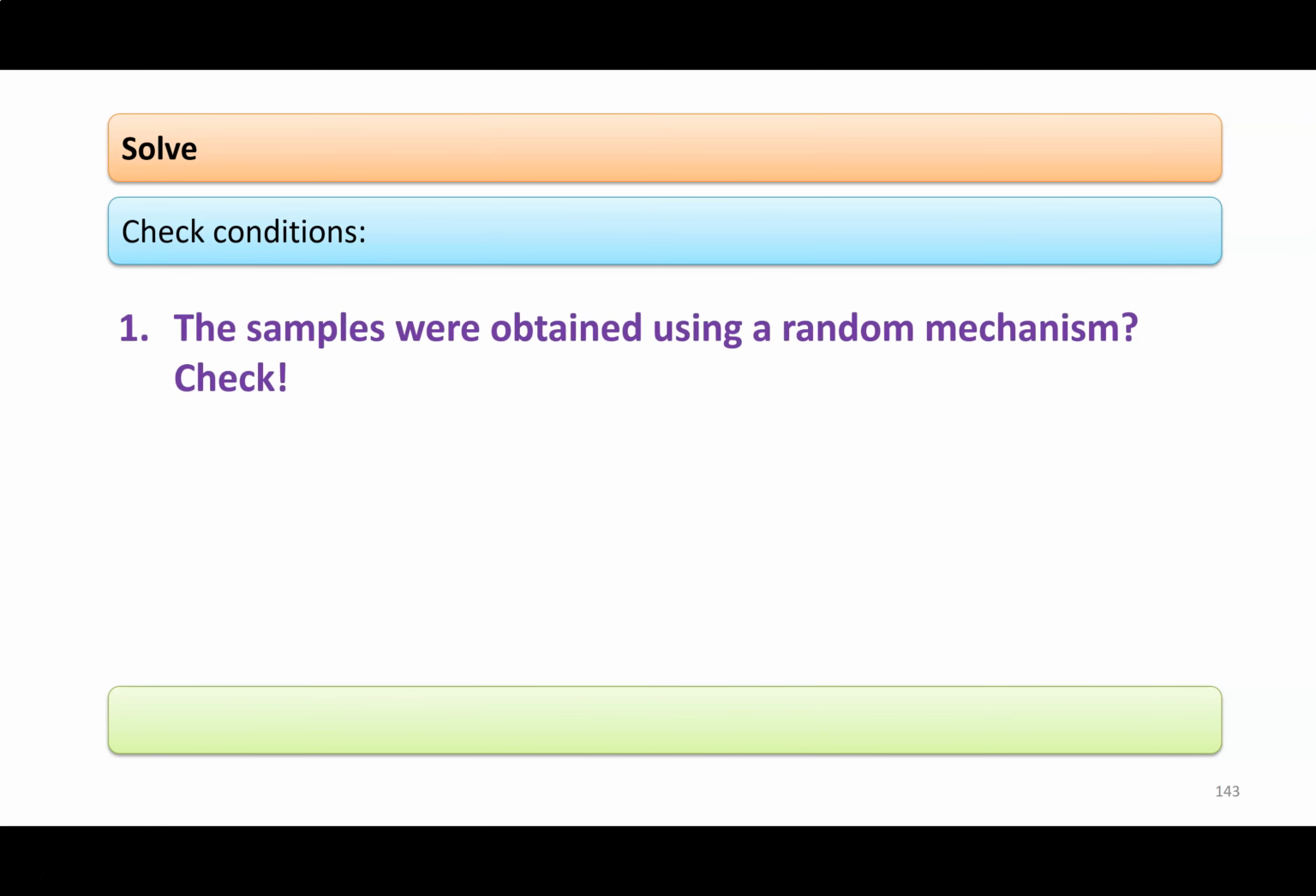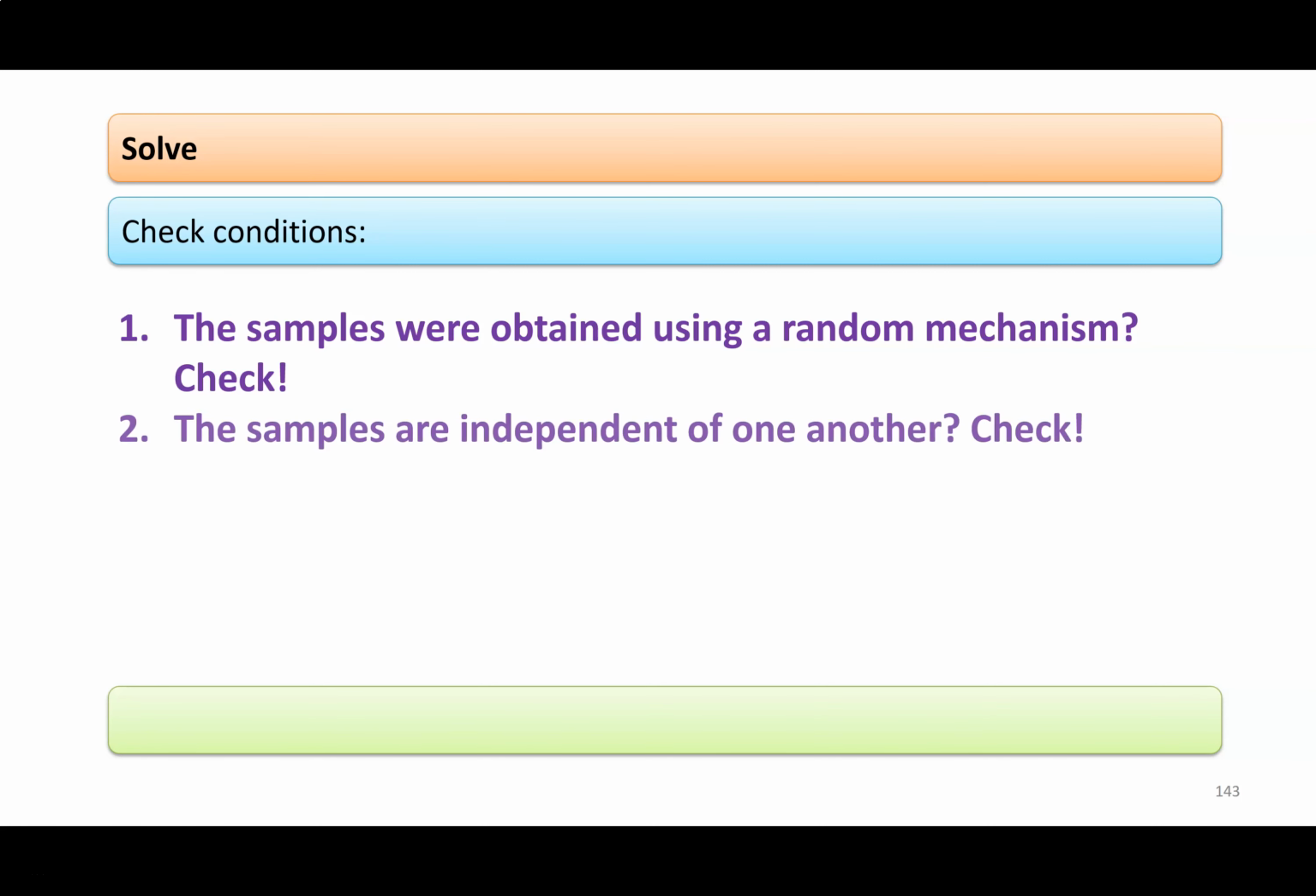So checking our conditions. Did we obtain our samples using a random mechanism? These fabrics were selected at random. From what, I'm not entirely sure. Probably all fabrics, like from a specific batch or day or something. But yes, they were randomly selected. So there's that. The samples are independent of one another. Yes. There are no fabrics that were in the low quality and in the high quality pile. It was just one or the other. So yes, they're independent of one another.